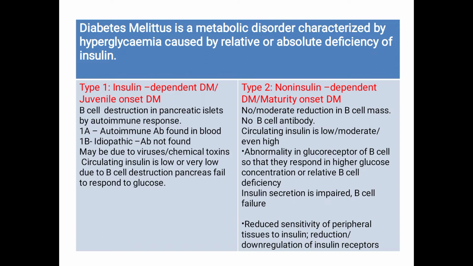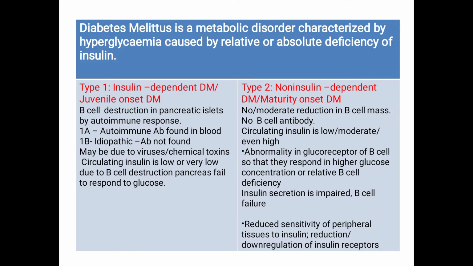As the name suggests, it is dependent on insulin. In this type of diabetes mellitus, the circulating levels of insulin are low or very low. This is because, due to an autoimmune response, a chemical toxin or a virus, the beta cell is destroyed. Now what is a beta cell? A beta cell is a cell in the pancreatic islet of Langerhans which is responsible for the secretion of insulin. So when the cell that secretes insulin is destroyed, insulin automatically becomes low or very low. That is called insulin dependent diabetes mellitus.